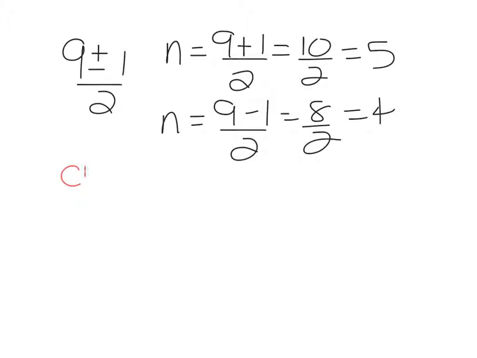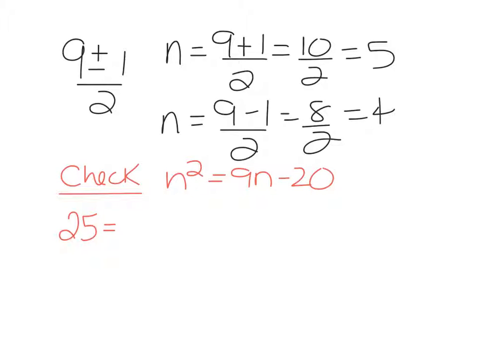Now before we answer, we always want to check back into our original equation. And our original equation, just to recap, was n squared is equal to 9n minus 20. So if we substitute 5, we would have 25 is equal to 9 times 5, which is 45, minus 20, which would give us 25 equal to 25. So we know that n is equal to 5 is correct.